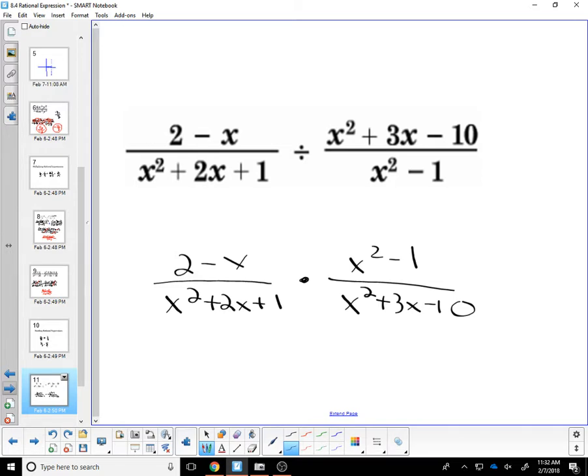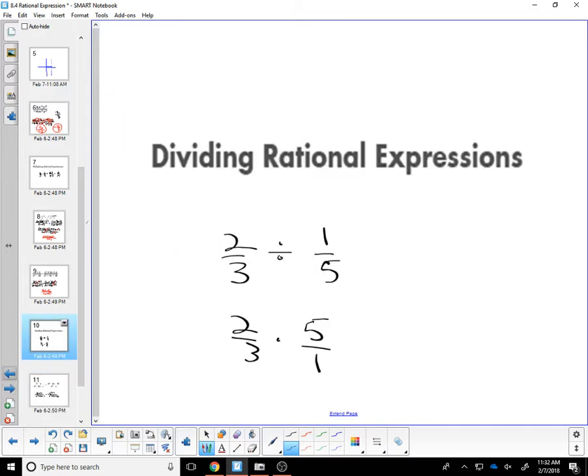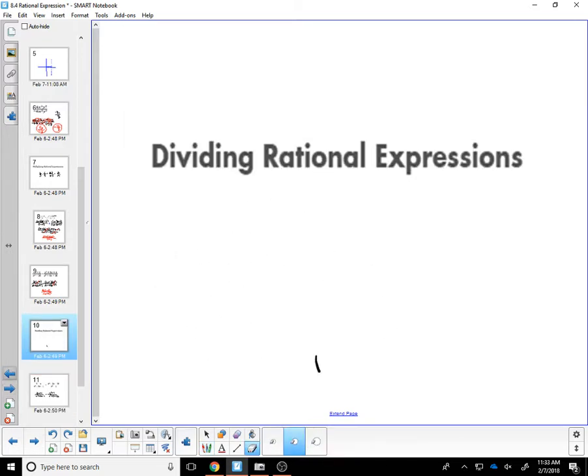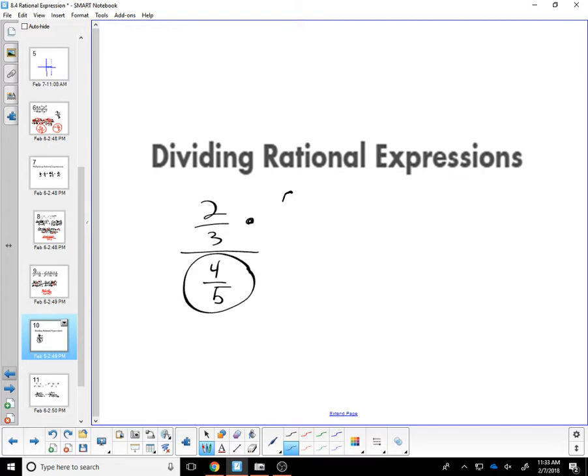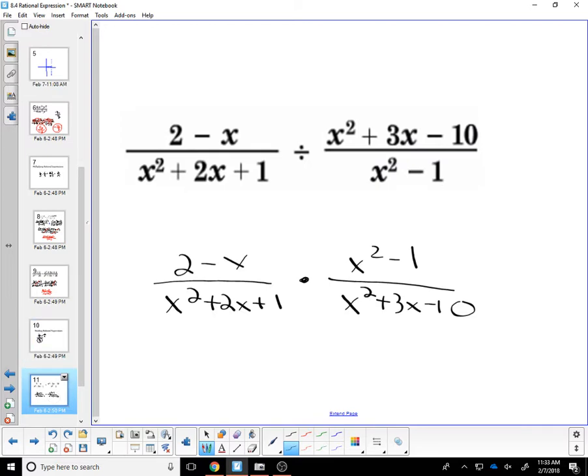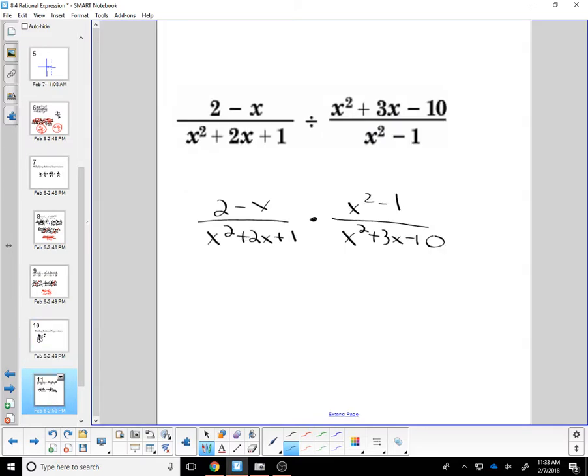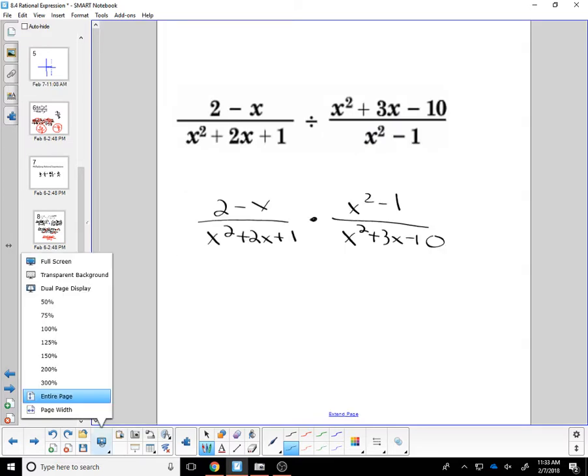Let me show you what you would do if you stack them. If these were stacked like this, let's say you had 2/3 divided by 4/5. Same idea. You would multiply by the reciprocal of the bottom, so it becomes 5/4. That's the other scenario. But it's exactly what we did already. Okay, so here we go. Here's the problem. So we're doing it again.